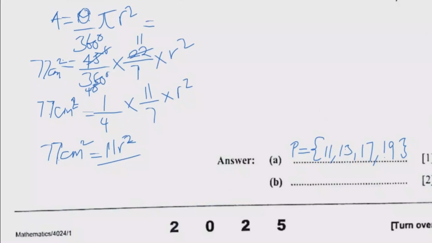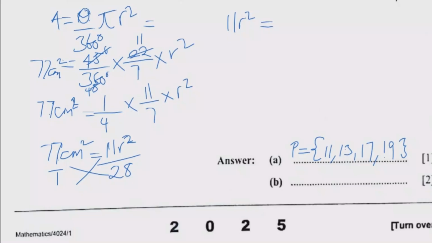We say 4 times 7 gives us 28. So what you can do now is just say over 1, and we cross multiply. When you cross multiply, we're going to have 11 r squared, because 1 times 11 r squared gives us 11 r squared, then times... because if I multiply 77 and 28, it's going to give me a bigger number.